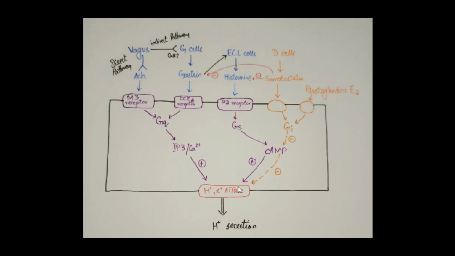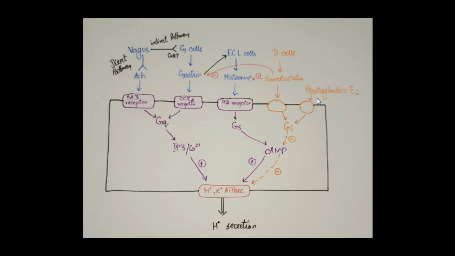Now, once we have learned about the stimulatory factors, we'll talk about some inhibitory factors. The D cells present within the stomach produce somatostatin. Now, this somatostatin on one end inhibits histamine and gastrin, and on the other end also directly acts on the gastric parietal cells, and using the Gi inhibitory protein and cyclic AMP as second messenger inhibits the hydrogen-potassium ATPase pump.